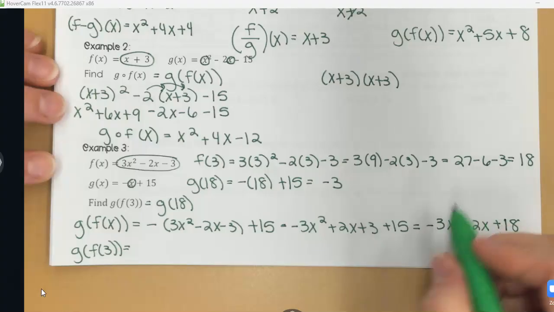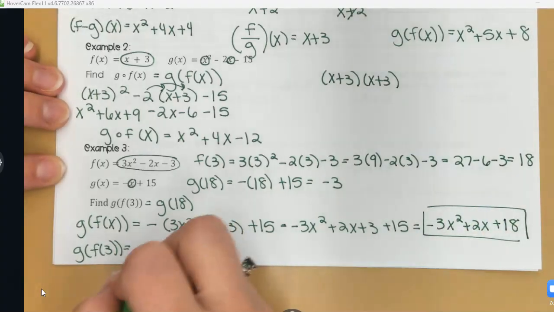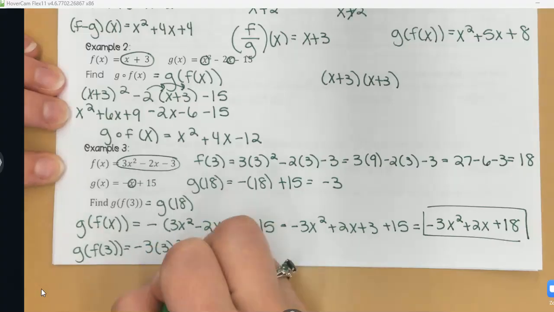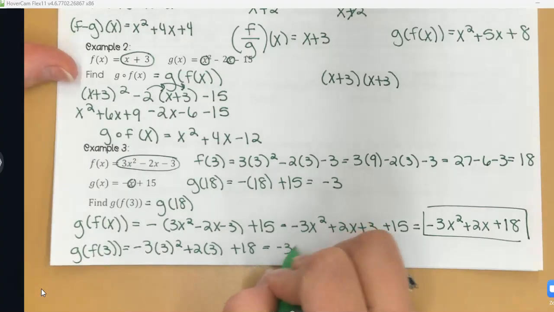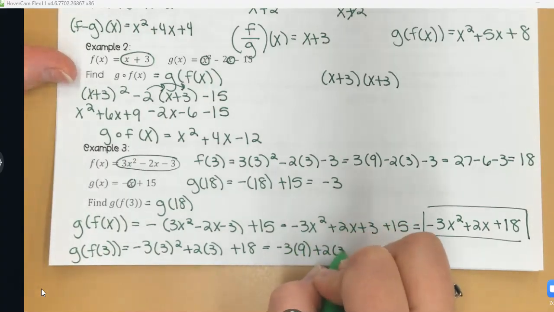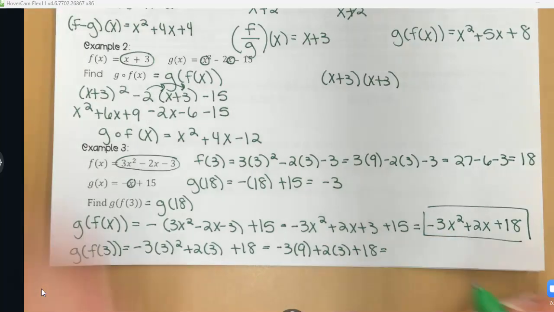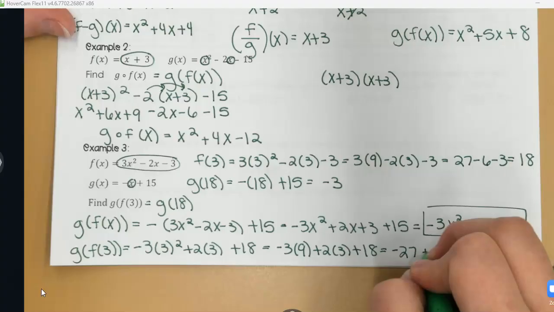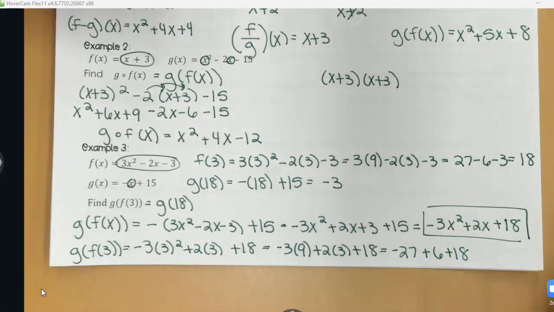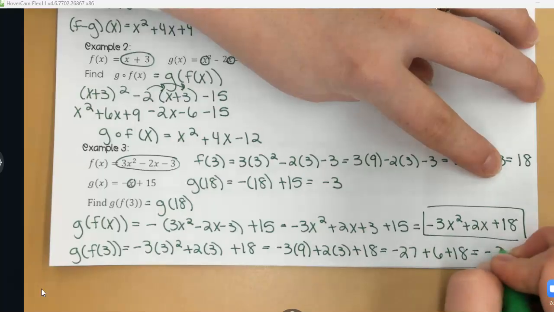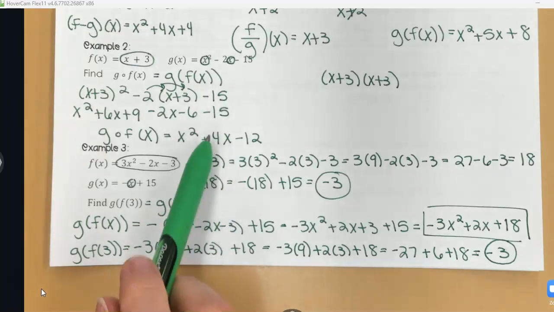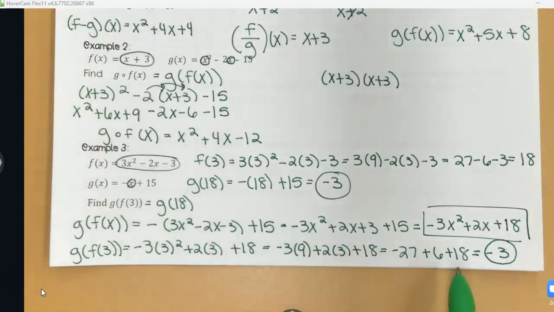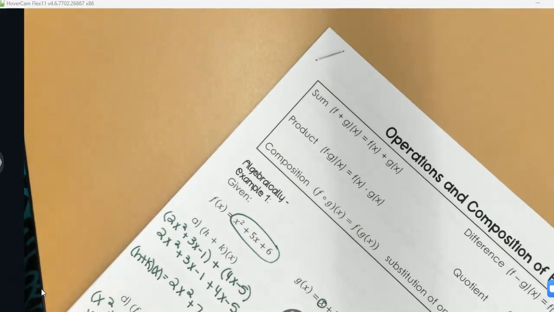So if this is g of f of x, I could find g of f of 3 by plugging 3 into my composed function. And I will get the same answer. So if I plug 3 into this one, again, order of operations, 3 squared is 9. Negative 3 times 9 is negative 27, plus 6 plus 18. So negative 27 plus 6 plus 18 is also negative 3. So this way had me evaluating 2 functions 2 separate times. This way allowed me to do it one time in one function. Okay, so that is composition algebraically.